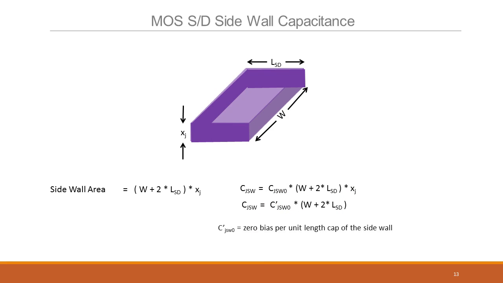So CJSWO into XJ is called C prime JSWO, which is nothing but zero bias per unit length now. It's not per unit area because you've multiplied by the depth already. It's per unit length cap of the sidewall. Okay? So if the perimeter increases, you just have to multiply this factor by the perimeter. In this case, the perimeter is W plus 2 times LSD. Right? Remember, we just removed the XJ factor out because it's a process parameter and you really don't have control over it. Okay? So we put a new thing which is capacitance per unit length of the sidewall.